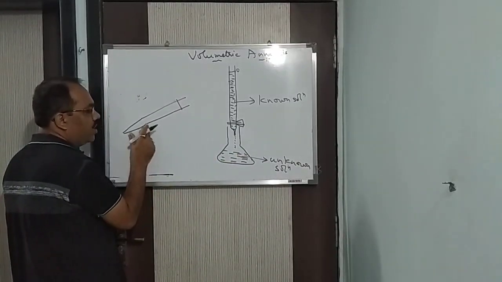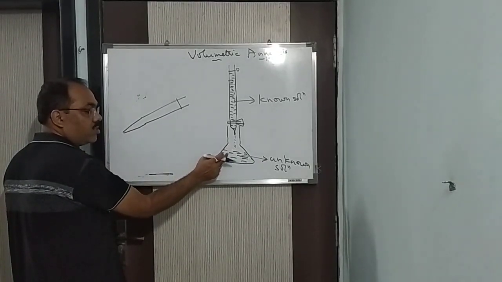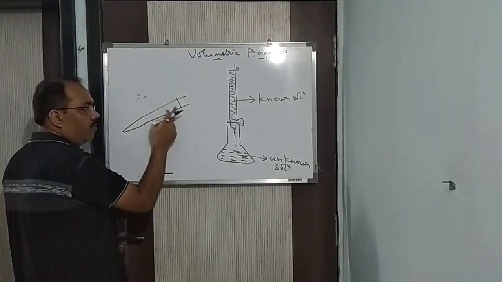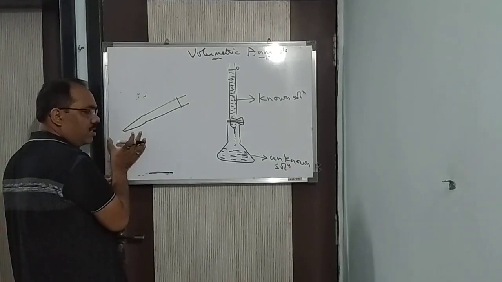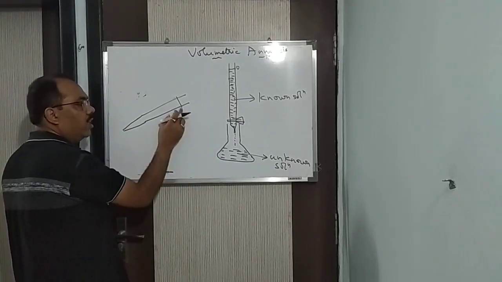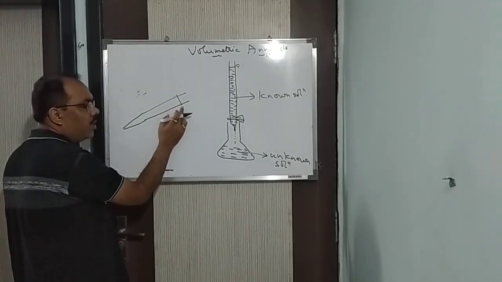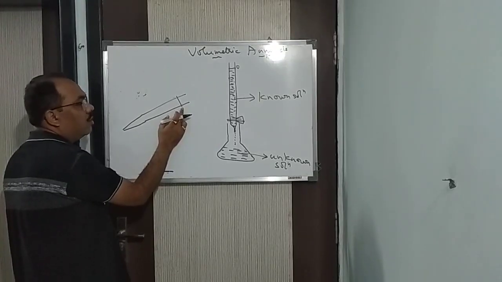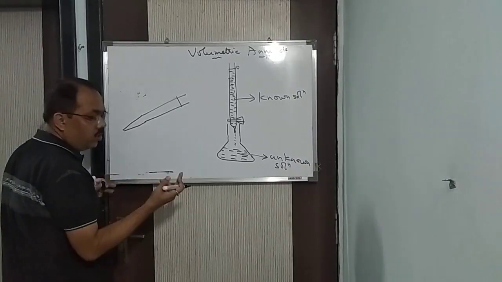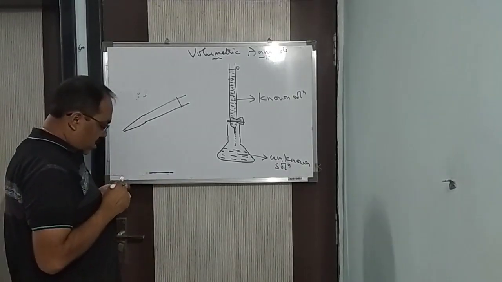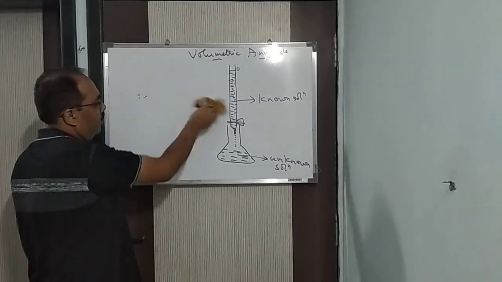So you suck the solution and put it in the titration flask. The unknown solution you can see, you got it by sucking it with the pipette from another vessel and putting it in the titration flask. Generally, pipettes come in sizes of 5 cm cube, that is 5 ml, or 10 ml, 20 ml or 25 ml. Different sizes of pipette come according to your need. Clear? Now we came to know about the pipette and burette.